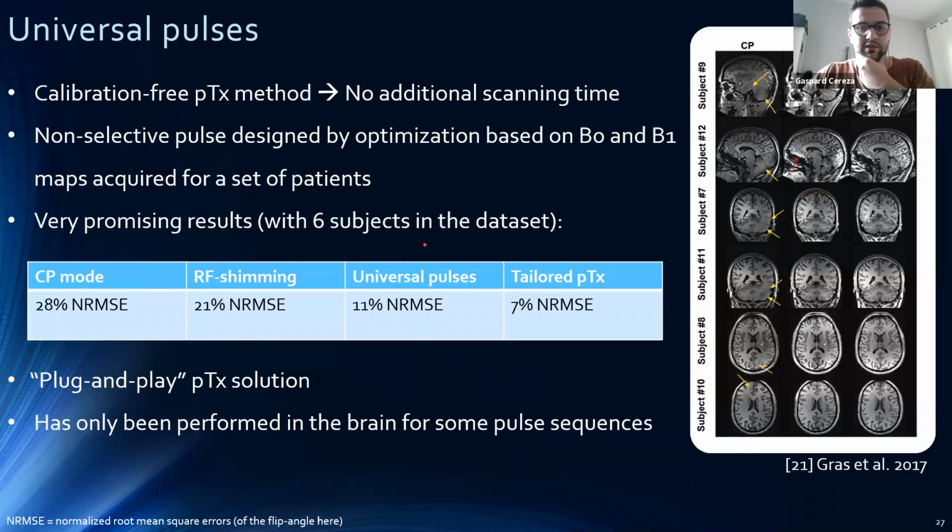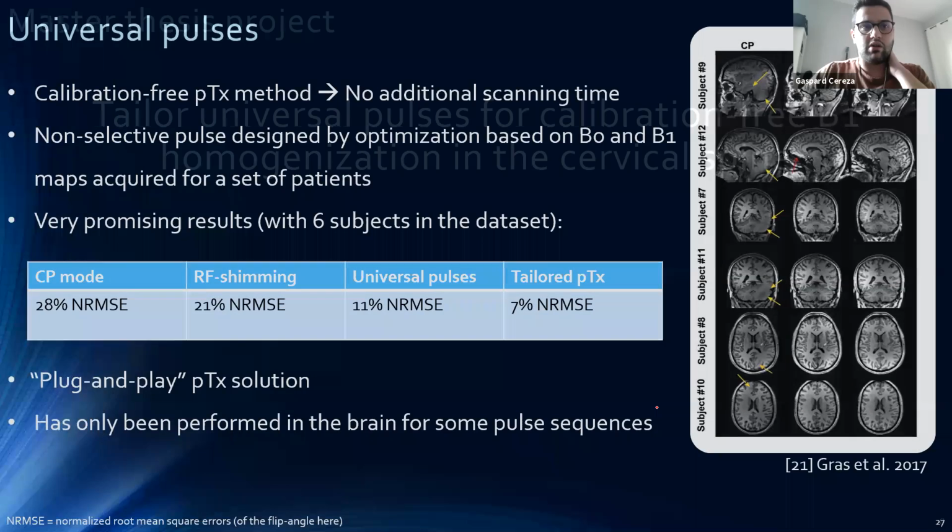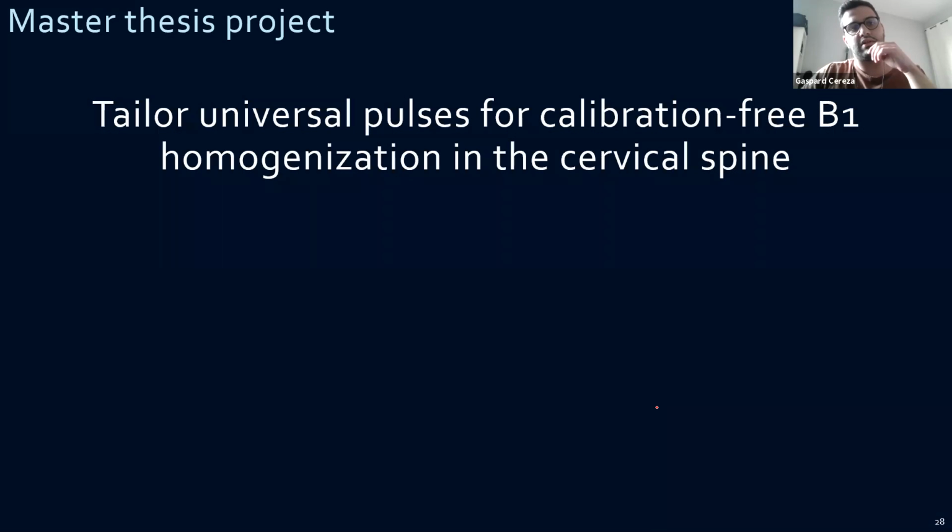And right now it's a really, really recent method, because it first appeared in 2017, and it has only been performed in the brain and for some pulse sequences. So that brings me to the last point of my presentation, which is my master thesis project. What could be interesting to do is to tailor universal pulses for calibration-free B1 homogenization in the cervical spine, because it has never been done so far.